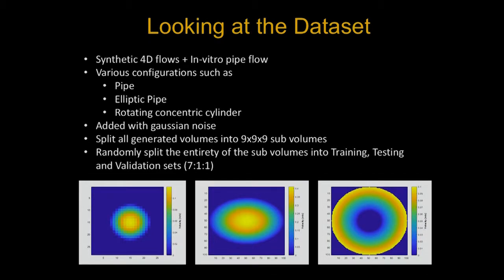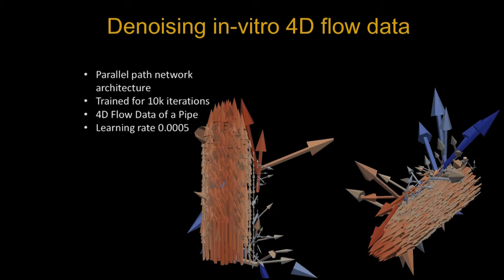And then we took all of this data, in vitro and synthetic, split it into 9 by 9 by 9 volumes. And then we further split it into 7:1:1 ratio for training, testing, and validation. So everything sounds good, but now we want to see how it actually looks when we pass in vitro data.